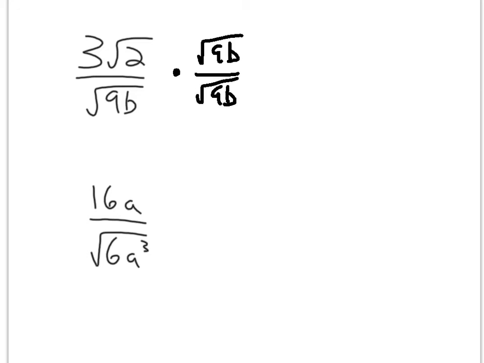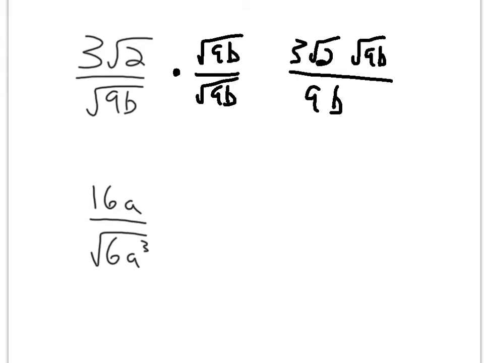So now what this will look like is I'm going to have 3 times the square root of 2 times the square root of 9b all over, and then the square root of 9b times the square root of 9b just gives me 9b. So let's look for things to simplify so far. The 3 and the 9 can simplify into 1/3.